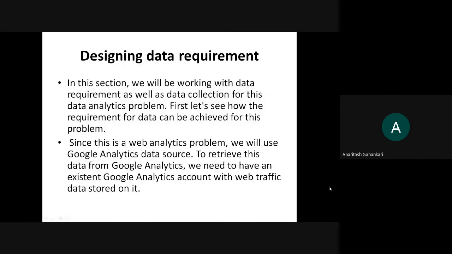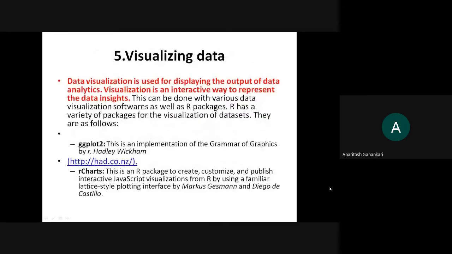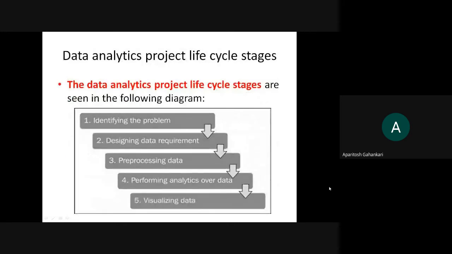Okay, so basically we are going to collect the data from the Google Analytics, and we need to have the existing Google Analytics account to get the web traffic data source onto it. Okay, so whatever data that is getting stored on the Google Analytics account, that we will be using for this, wherein this will satisfy our step 2. From here, this will satisfy our step 2. So identification of the problem, then designing the data requirement.